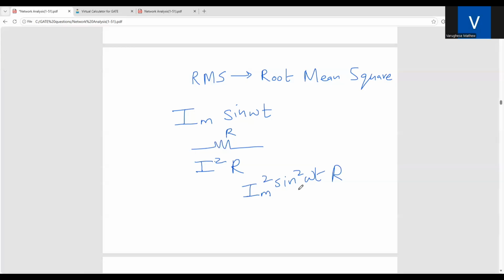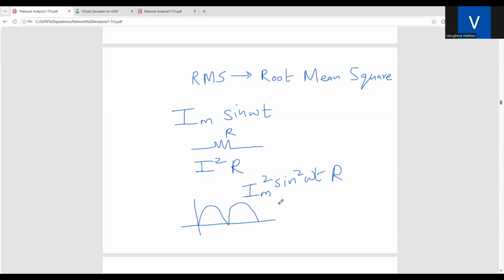Okay. Now this is not going to be fixed. It's going to change. At different times, it will be a different value. At one time, it will be Im squared, and another time it will be 0, and another time it will be Im squared by 2. Because sine omega t keeps changing, if you plot it, it will not have a fixed value, it will have a varying value.